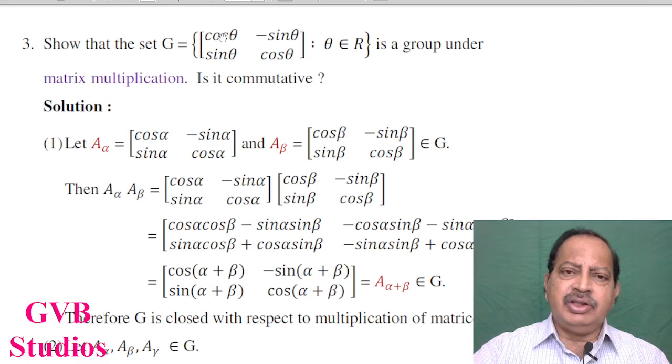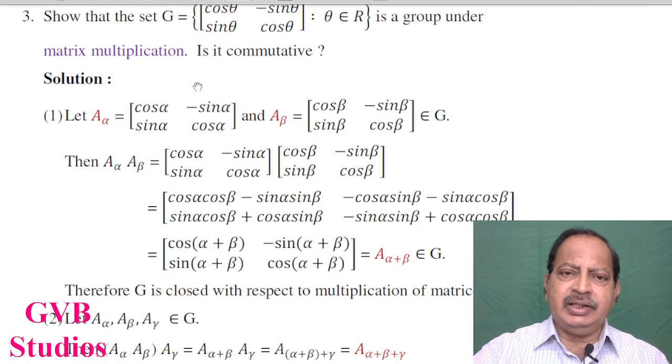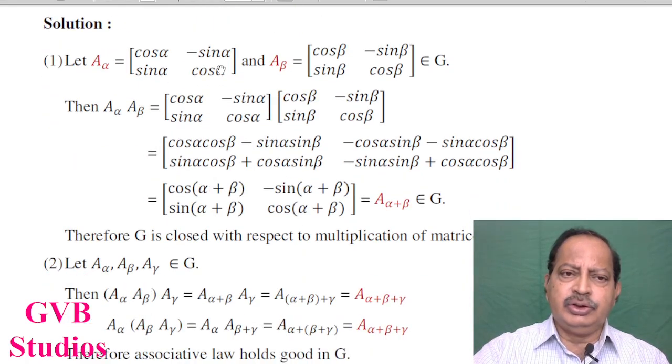Here this element is cos theta and this is minus sin theta, this is sin theta, and this is cos theta. First row, first column; first row, second column; second row, first column; and second row, second column. These two are the same, cos theta, but these two are the same with the opposite sign. This is plus sign and this is minus sign, where theta is a real number. We have to show that this set G is a group with respect to multiplication of matrices, and there is a tag: is it commutative? So we go to the solution.